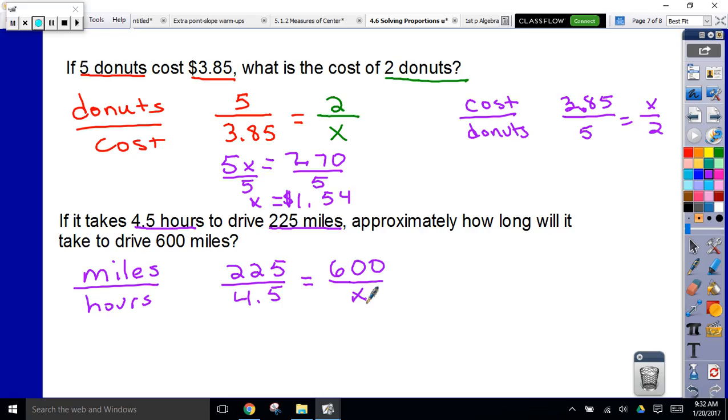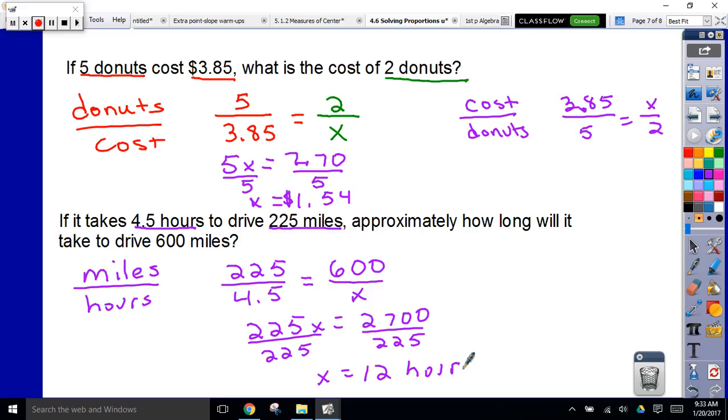Okay, cross multiplying, we have 225X equals 2,700. Dividing both sides by 225, we get X equals 12 hours.